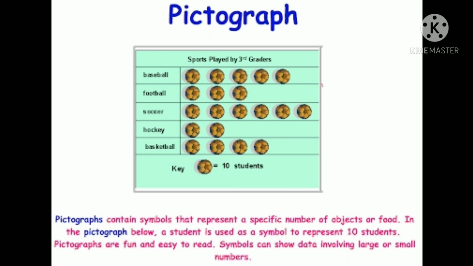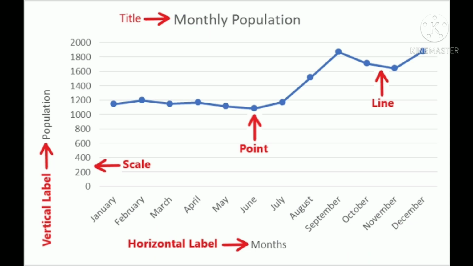This is the pictograph. Okay, now see the line graph, how it will be. This is the representation of a line graph. In this way you can represent data vertically and horizontally. You divide the data vertically and horizontally. This is the way you have to represent data using a line graph.